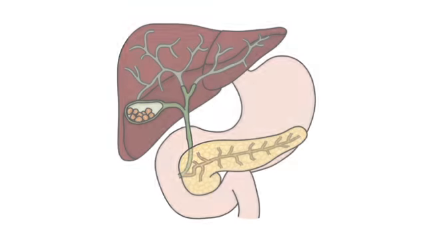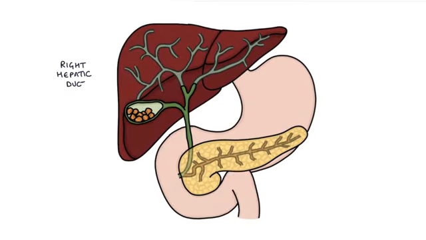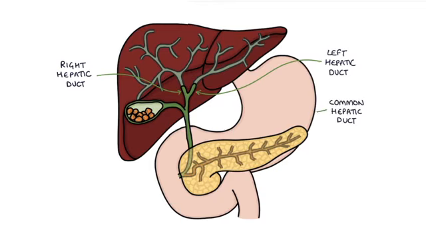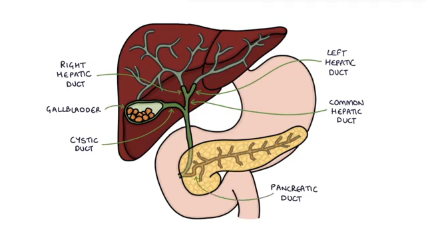Let's talk about the basic anatomy. The right hepatic duct and the left hepatic duct leave the liver and join together to become the common hepatic duct. The cystic duct from the gallbladder joins to the common hepatic duct halfway along its length. The pancreatic duct from the pancreas joins with the common hepatic duct further along. When the common bile duct and the pancreatic duct join, they become the ampulla of Vater, which opens into the duodenum.